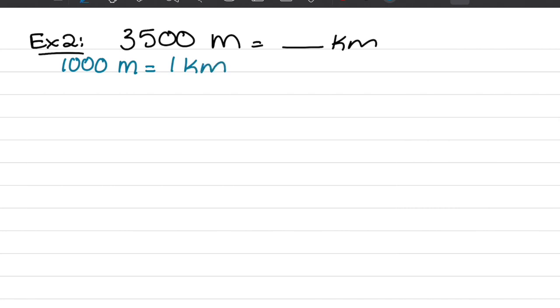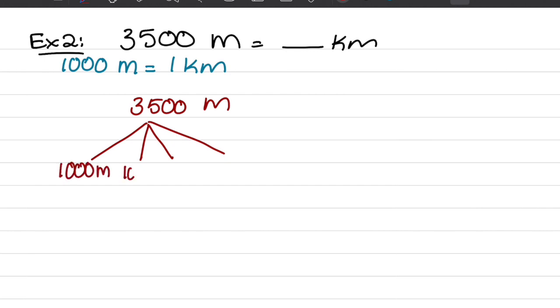Okay, so here I want to convert the 3,500 meters into kilometers. So let's use logic here for a second. I have 3,500 meters. I'm going to split that into groups of 1,000, and the reason I do that is because every 1,000 will give me 1 kilometer. So here I have 3,000, so that's 1,000 meters, 1,000 meters, 1,000 meters. So that's 3,000. What's left? We have 500 meters left. So together, 1,000 plus 1,000 plus 1,000 plus 500 give me 3,500 meters.